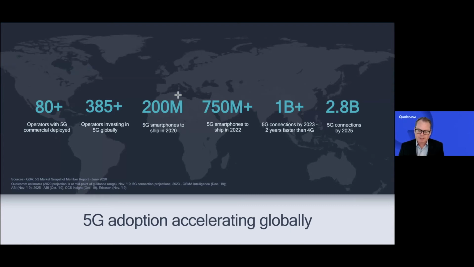When we take a step back and ask where we are at from a numeric standpoint in terms of deployment, as a snapshot today, 80 plus operators have already commercially deployed 5G, and 385 plus operators are investing in 5G globally. If we look at smartphone shipments, the expectation for 2020 is 200 million devices, and 5G smartphones to ship in 2022, 750 million. This results in 1 billion plus 5G connections by 2023, 2 years faster than 4G.